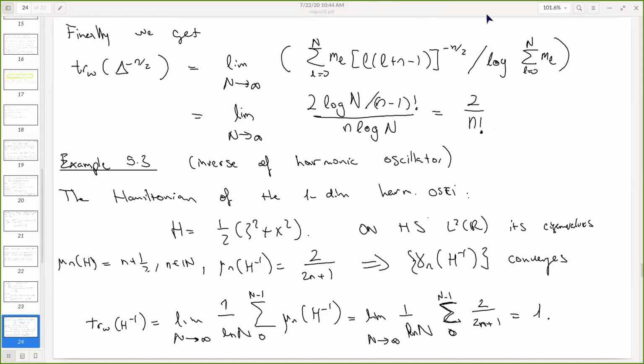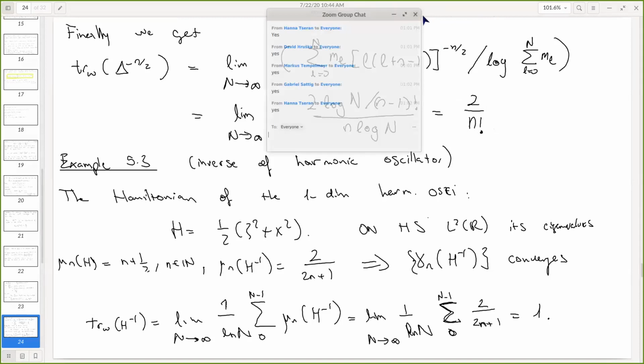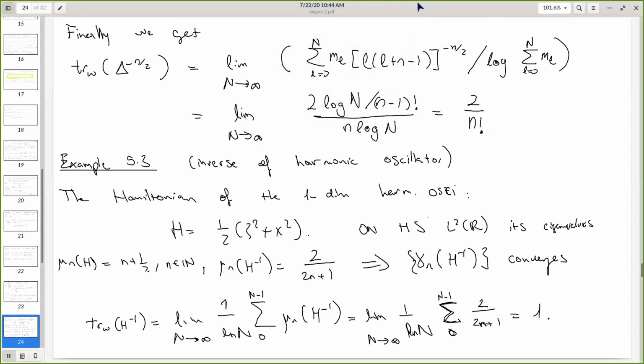So let me give you another example. It's a very nice example which we physicists pretty much love, the harmonic oscillator. So the Hamiltonian of the one-dimensional harmonic oscillator, in a sense, is an operator that is the operator representation of the energy.